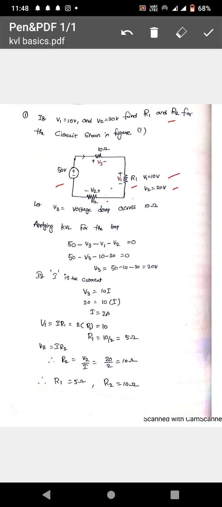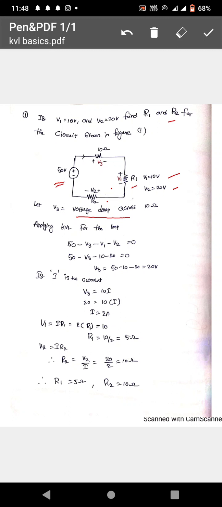Let the voltage drop across the 10 ohm resistance be V3. Now apply KVL for this loop. What we have to remember at the time of application of KVL is that a rise in potential should be considered as plus and a fall in potential should be considered as negative. Those are the sign conventions.